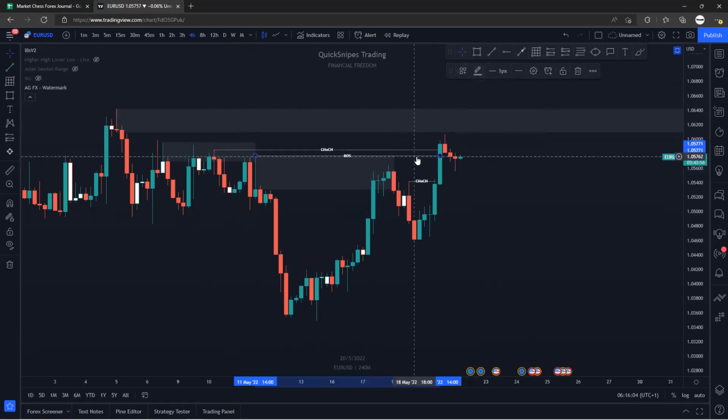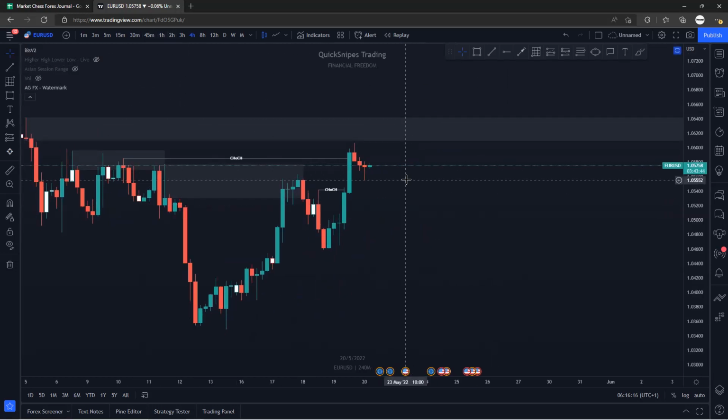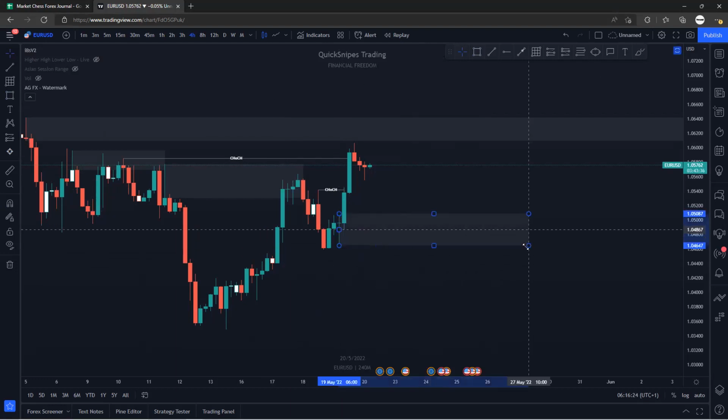So remove the break of structure and just leave the daily change of character. And that will be quite self-explanatory. So that's the change of character there. So supply chain formed, broke through. Yeah, so in terms of the demand chain holding, I am looking at plays off of this area of demand.